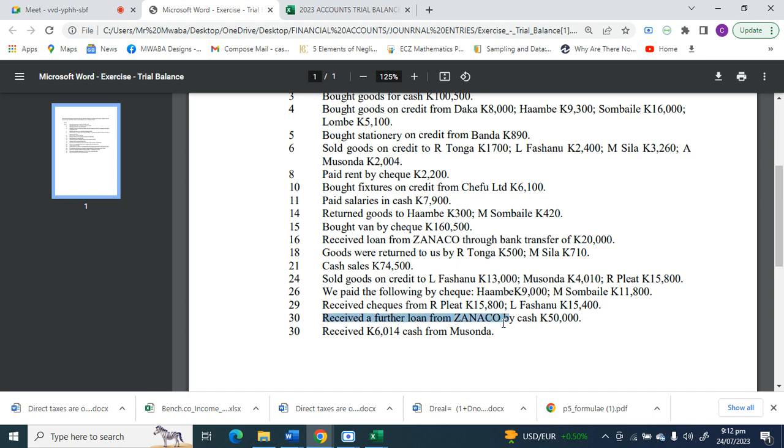Received a further loan from Zanaco by cash, 50,000. This time the loan was given to you in cash, so you debit cash 50,000, then you credit Zanaco 50,000.